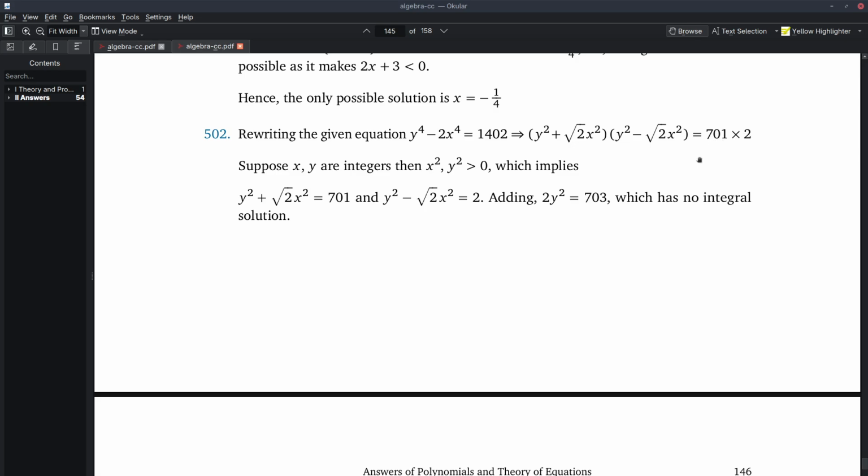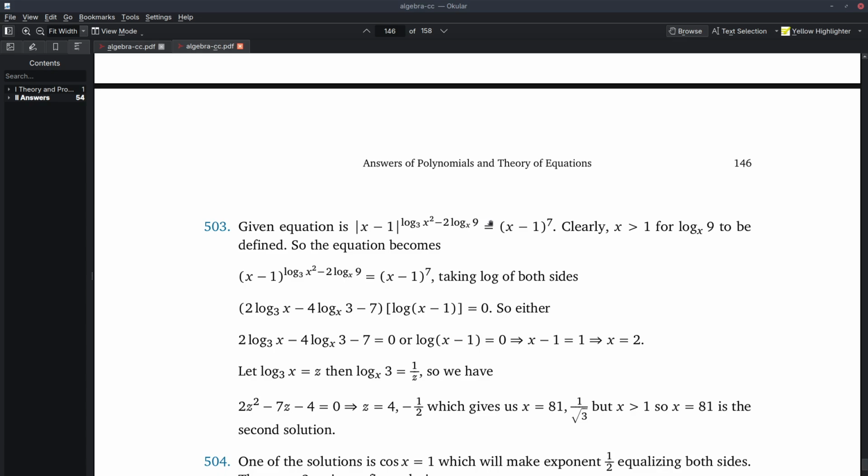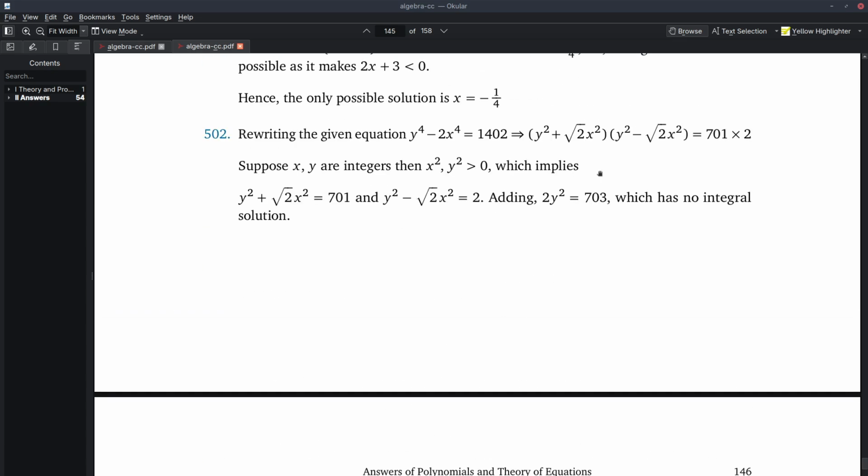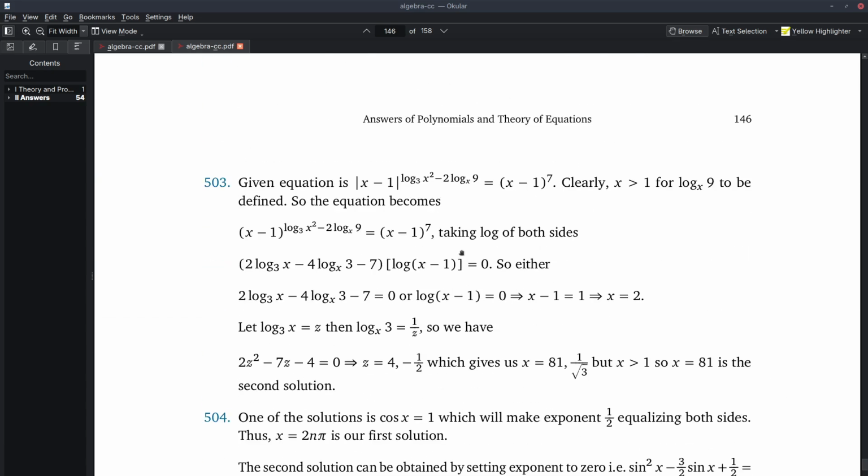And 2 is also a prime number, and 703, I believe, would be a prime number too. Now, it doesn't matter if it's prime or not. If y square is equal to 703 and the 2 is here, it will make it a fraction. It will not be an integer anymore. We don't need to calculate primes for this.